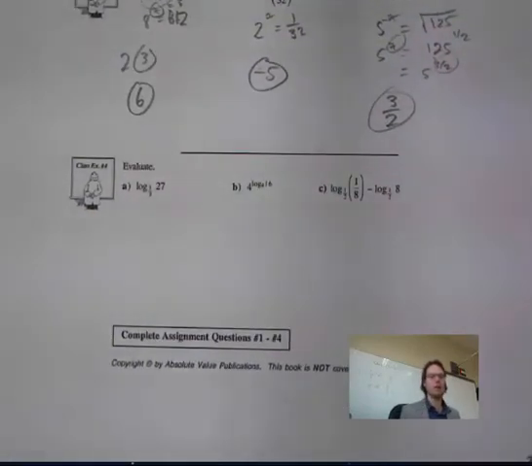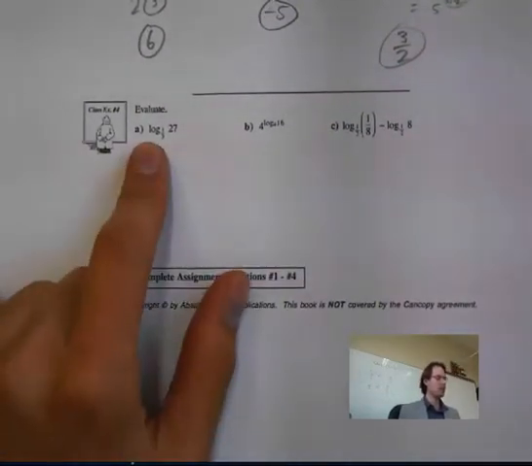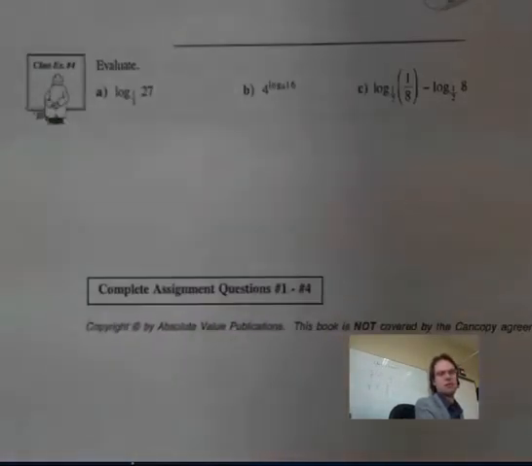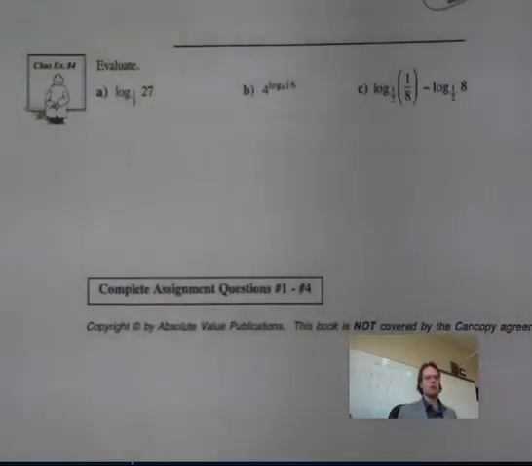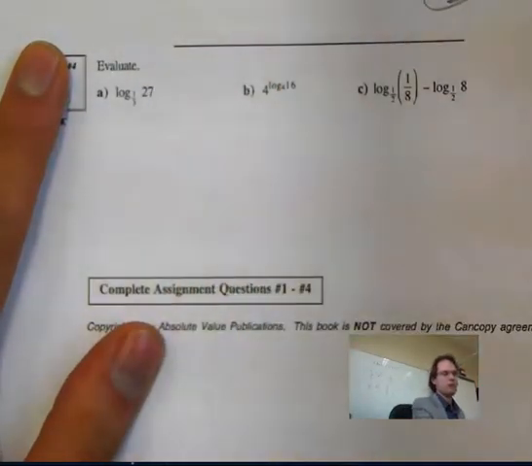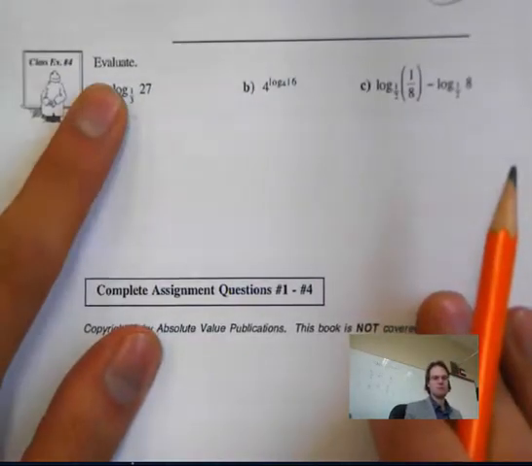There's no equal sign there. It just says evaluate. So let's try this one here. It says log base 1/3 is equal to 27. I'm going to zoom in because it's pretty small so we can see it. So we have log base 1/3 is equal to 27.